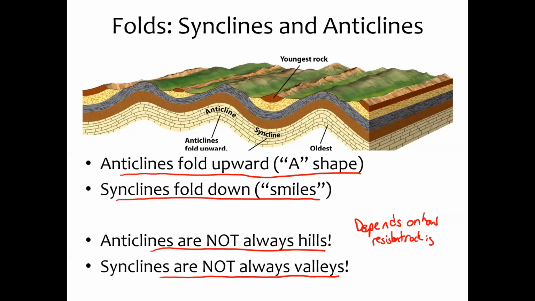One thing that you can tell is if you look at, say, a syncline from up above, we learned based on Steno's laws, our laws of stratigraphy, that rocks that are on top are generally younger than rocks below. If you took a syncline and you were looking at it from up above, the youngest rock ends up being in the center of a syncline.